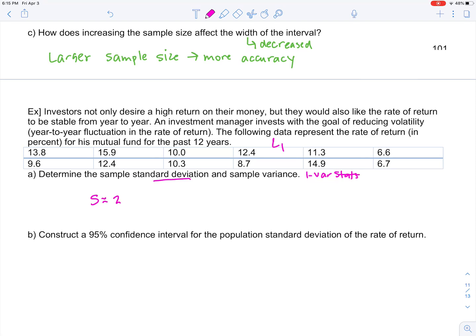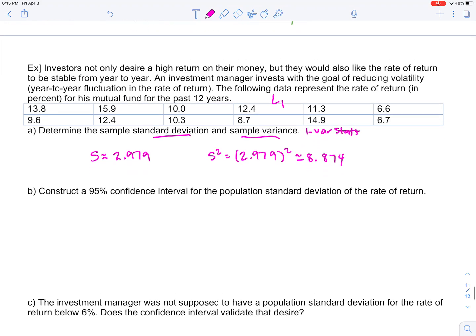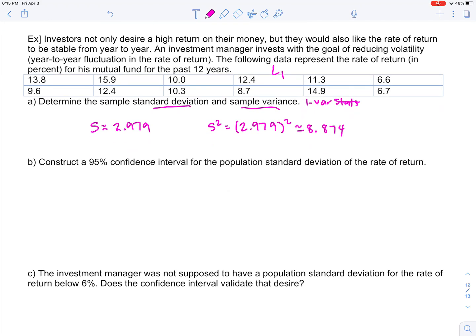Okay, so the sample standard deviation is s. s is about 2.979. Sample variance is not given in the calculator, but remember the variance is just s squared. So we can do 2.979 squared in our calculator, and that is about 8.874. The reason we found those is because we do need the sample variance in the formula for the lower bounds and upper bounds of our confidence interval.